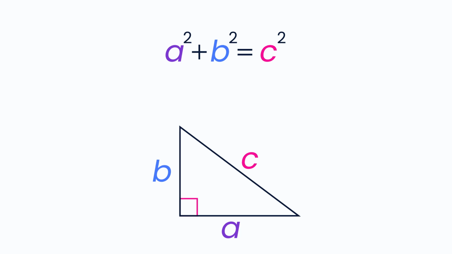Let's start the proof by studying a square. All the sides in a square are of equal length, and all the angles are 90 degrees. The square can be divided into 4 identical right triangles and a square, like this. How this is done will be explained later in the video. You can prove the Pythagorean theorem by using the fact that the areas of these two figures are equal.